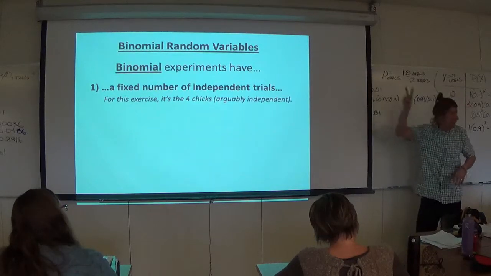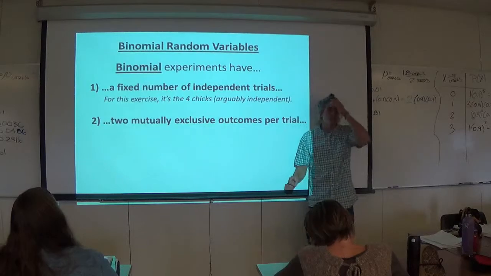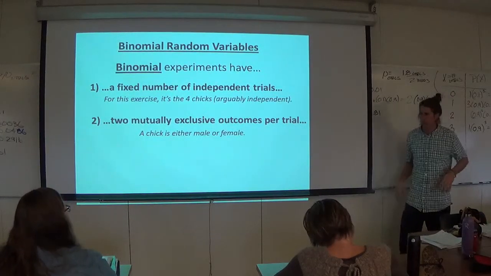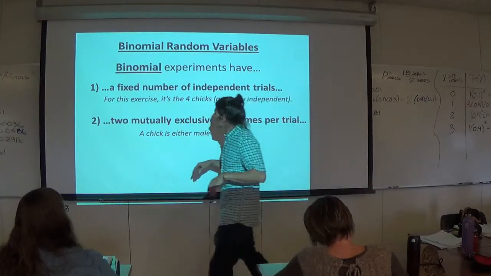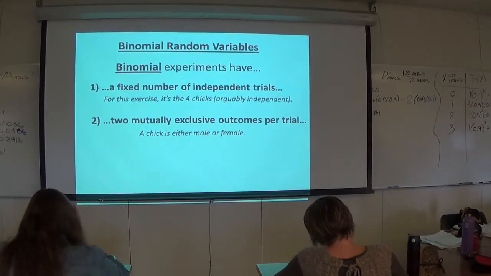But for binomial, you've got 2 outcomes, mutually exclusive. I'll have this PowerPoint posted for you too if you guys don't want all this stuff down. I'll have all this coming to you. So you've got a fixed number of trials. In this case, Max, go buy 4 birds.